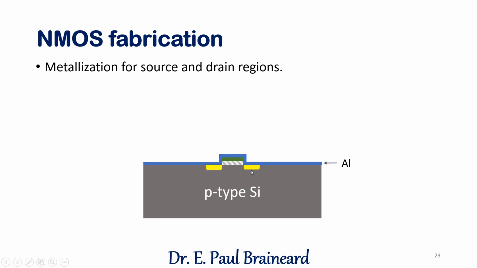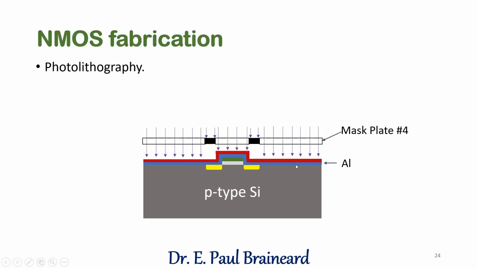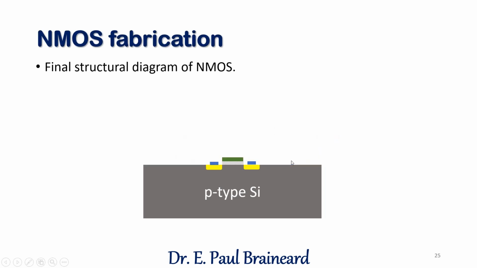For this, we will do metallization. So aluminum is deposited. Do photolithography one more time. We want metal to be present on source and drain regions. In other places, metal has to be removed. After this process, the final structure looks like this.